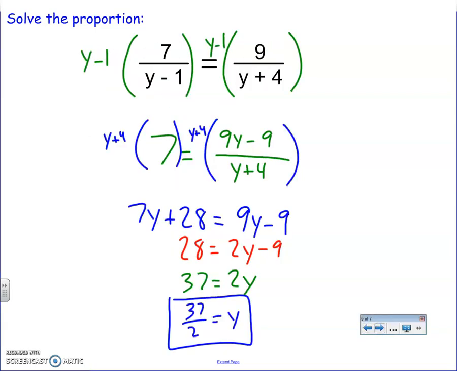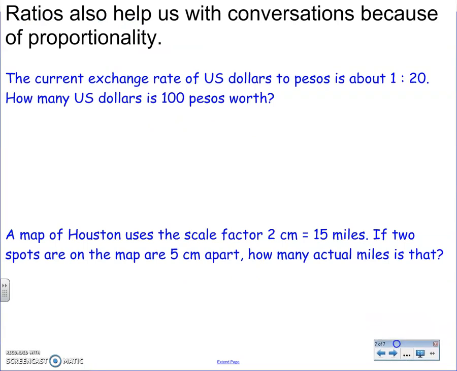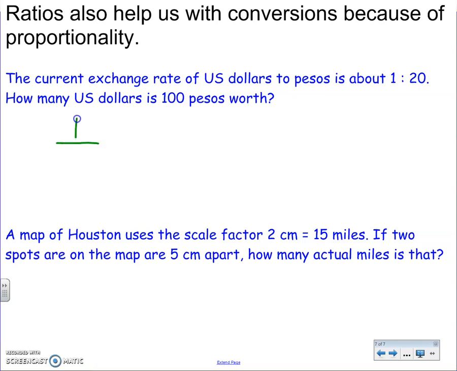Yep. All right. And also, ratios can help us with conversions because of proportionality. So, here's an example. The current exchange rate of US dollars to pesos is about 1 to 20. How many US dollars is 100 pesos worth? So we're going to write the ratio. It's $1 per 20 pesos. I'll do dollars on top, pesos on bottom. That's my fraction.